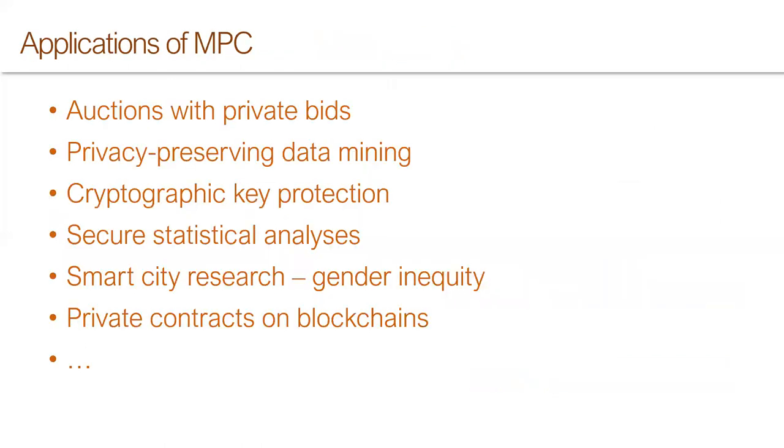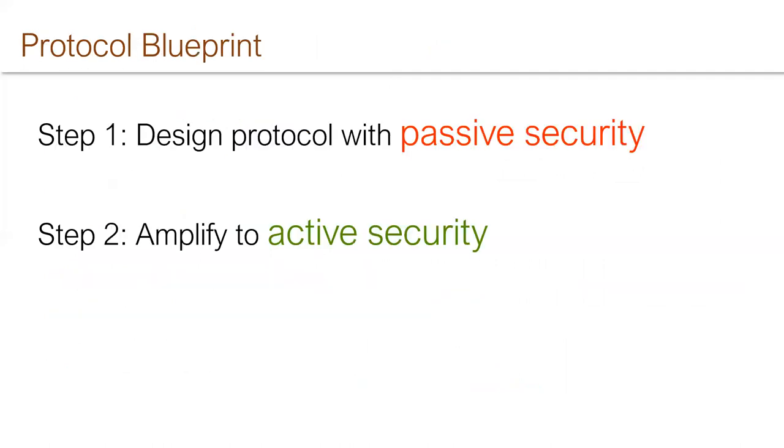By now, we know that MPC is very useful and has many important applications, such as private electronic voting and auctions, privacy-preserving data mining, protecting cryptographic keys, and more. A common paradigm in designing MPC protocols is to first design a protocol with passive security and then amplify its security to the active setting.